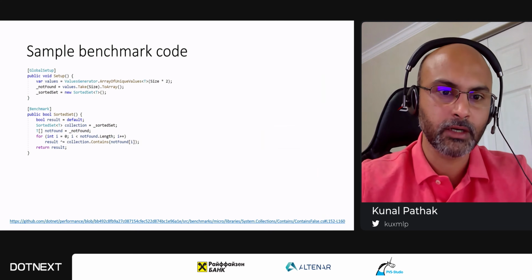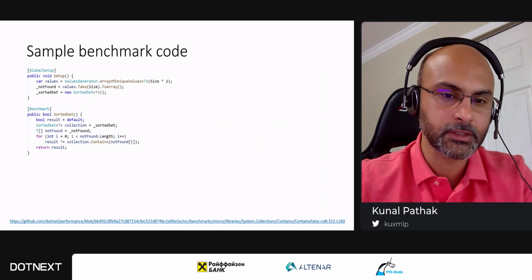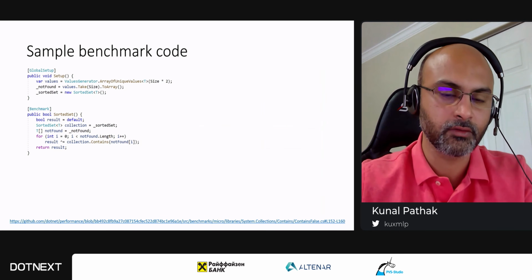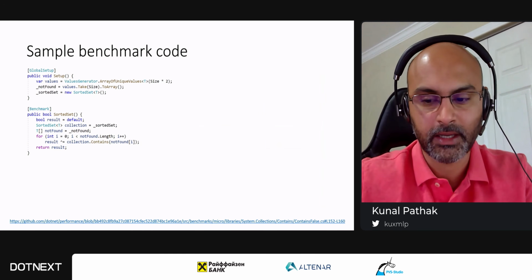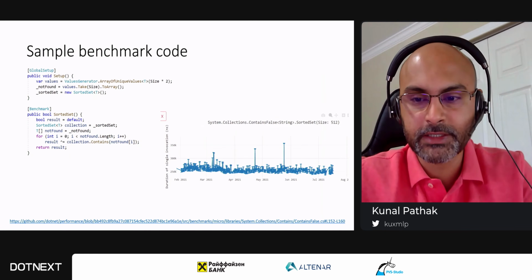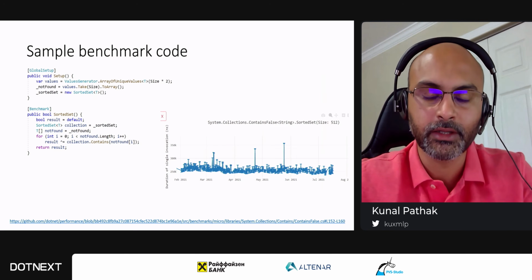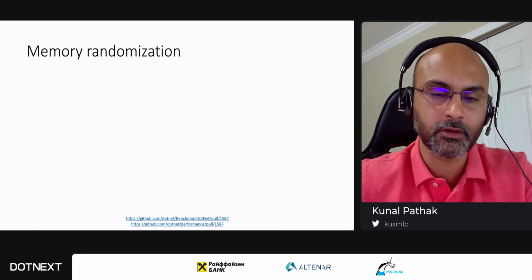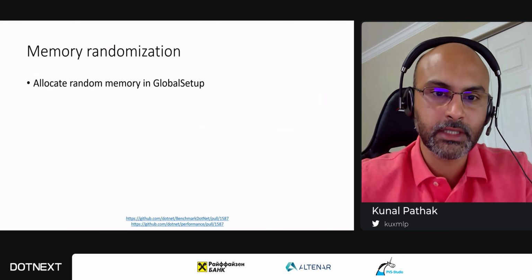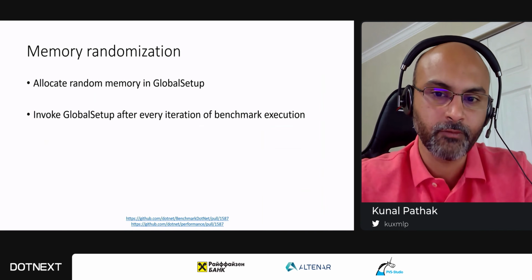Here is the sample benchmark code that I wanted to show. There is a global setup that allocates an array or something, and then the benchmark actually runs and accesses the array. Now here you see the graph of that benchmark. There are no changes in the sorted set, but we still see this instability, and that is tied to the data alignment. So we tried a feature called memory randomization. It allocates random memory in the global setup for every iteration, and we invoke that global setup after every iteration of benchmark execution.